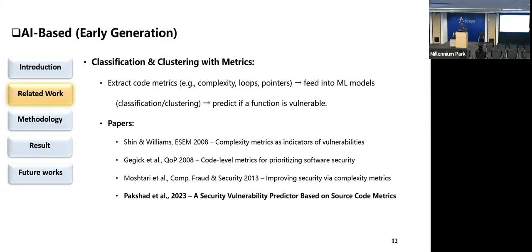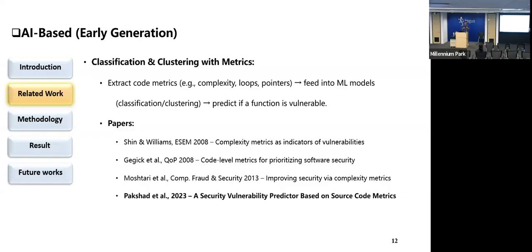After the traditional ways, in the vulnerability detection area, once AI emerged, it was combined with the previous ways. The first branch of the early generations of AI-based approaches is classification and clustering with metrics. What does it mean? You remember that we talked about static analysis, dynamic analysis, and hybrid analysis. Okay, consider now we can use machine learning.